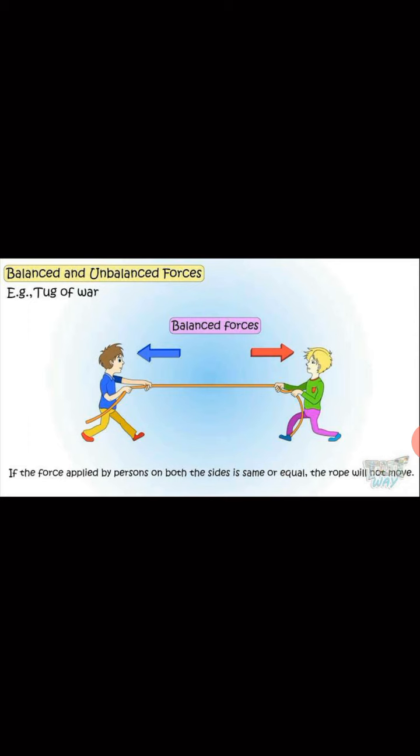Let us take an example of a tug of war. Here there are two boys and they are trying to pull the rope. If both the boys apply the same force in both directions, on both parts of the rope, neither the boy who is to the right will win, nor the boy who is to the left will win. They will be struggling. Yes, the size of the force is the same on both sides. Such force is called balanced force. So in balanced force, the rope will not move. They both will be pulling from both the sides, but the rope will not move.